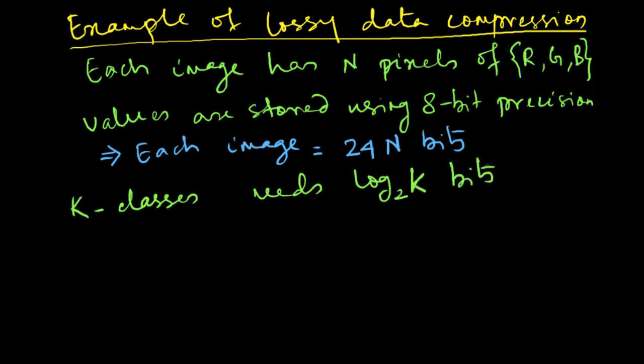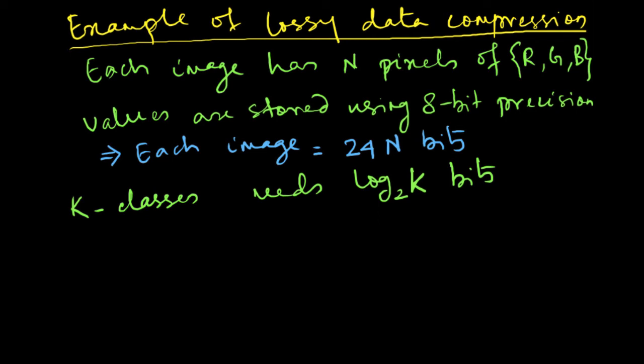So if you have, let's say, 8 classes, then which class a particular pixel belongs to will require 3 bits, because 2 power 3 is 8. So if you have a 3-bit storage space, then you can store information about 8 classes. Similarly, if you have 16 classes, then you need 4 bits of information. So if you have k classes in general, log 2k number of bits is sufficient to store the information about which class a given pixel belongs to.